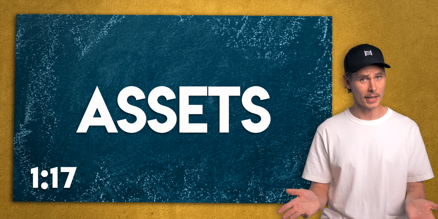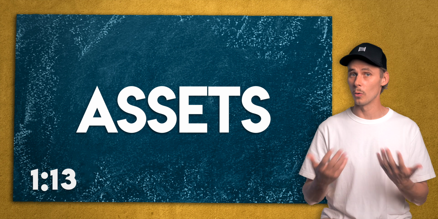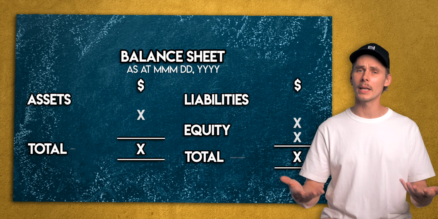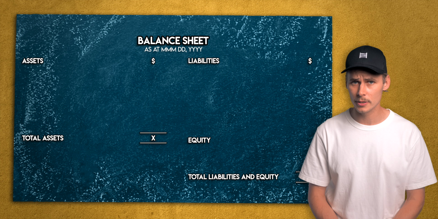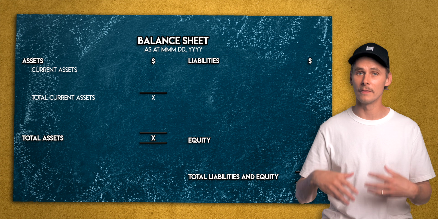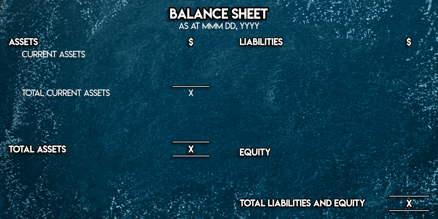What are assets? Assets are economic resources a business owns or controls. They sit on the left side of the balance sheet, and we can break them down into a few different types. First, we have current assets. These are short-term assets that can be converted into cash or used up within 1 year. This includes things like cash, obviously, accounts receivable, and inventory.